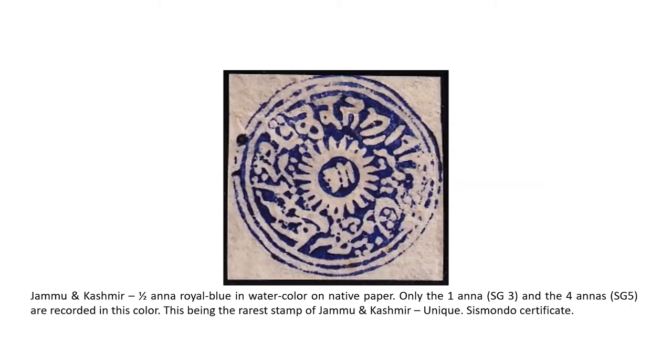The royal blue happened to be the rarest color ink that was used, and only the one anna and the four annas are recorded in this color. This Half Anna has not been recorded thus far. This, in my opinion, has to be the rarest stamp of Jammu and Kashmir.